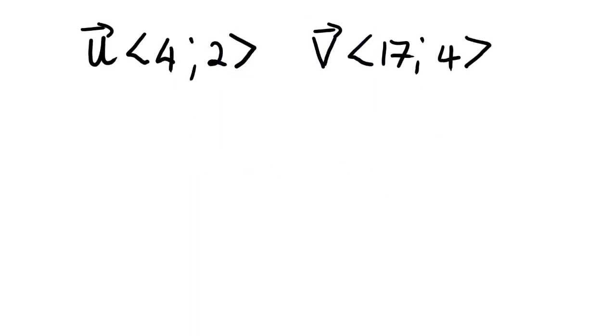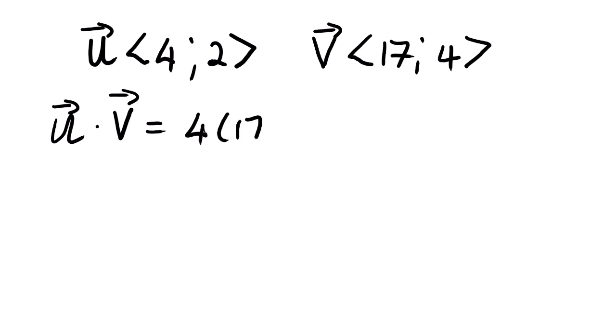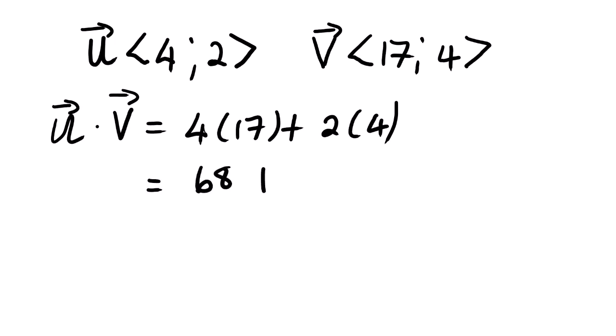The second example, find the dot product of the two vectors. Pause the video, try to work out and see whether you understand. Now we said this will simply be 4 multiplied by 17 plus 2 multiplied by 4. 4 multiplied by 17 is 68. 2 multiplied by 4 is 8. The answer is 76.